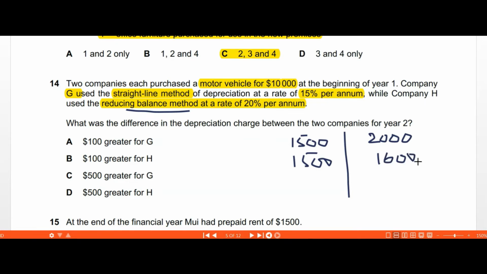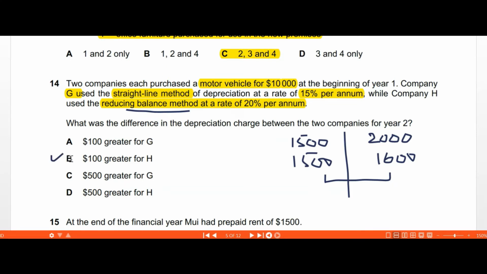Now as we can see, the question is asking what was the difference in the depreciation charge between the two companies for year 2. So in the second year, if we compare the depreciated amount, company G is charging 1,500 and company H is charging 1,600. So we can see that this is 100 greater for company H.